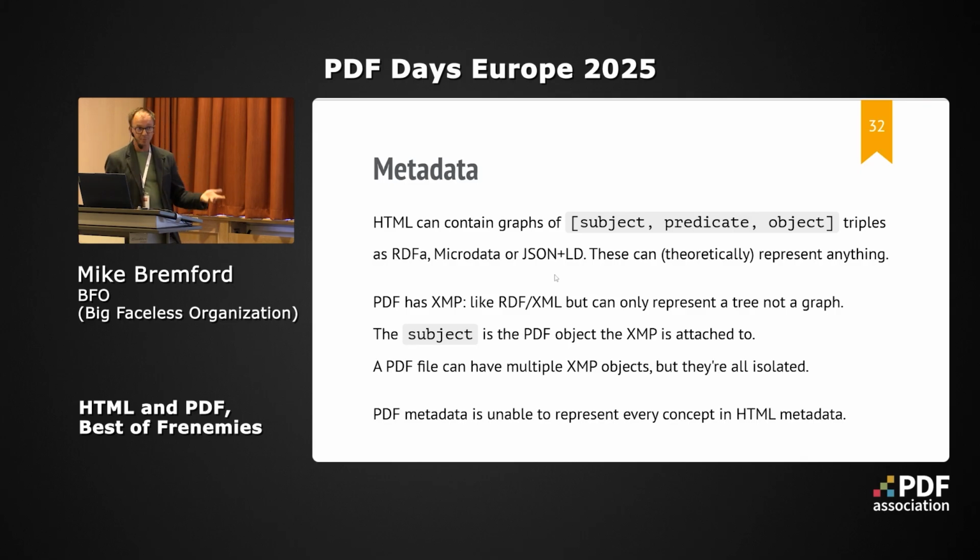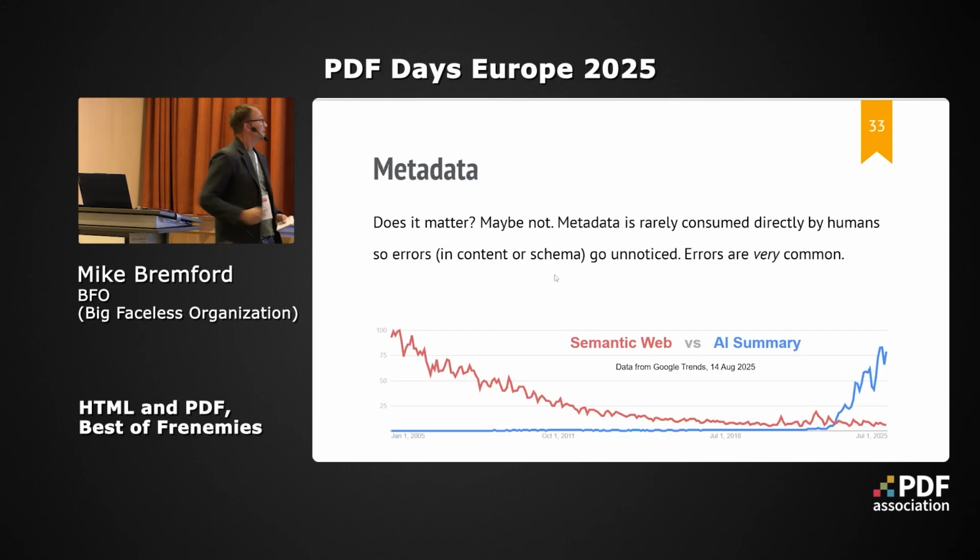Basically this limits the complexity of the metadata we can store within PDF, and anyone converting HTML to PDF may have to drop metadata if it doesn't relate directly to the document. Does this matter? Perhaps not, if I'm honest.